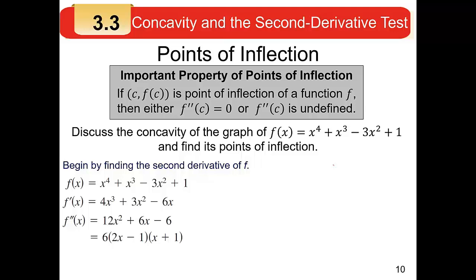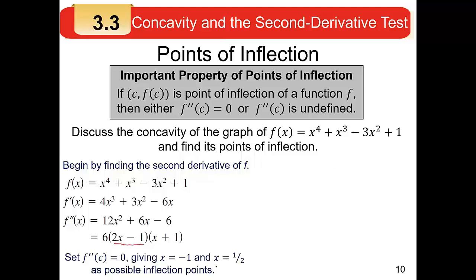So in any case, I know I'm going to end up setting that equal to 0, which is the reason I went ahead and factored that. If you set the second derivative equal to 0 now, since you've already got it factored, you can see that there are only two places that you're going to get a 0. That's when the 2x minus 1 is 0, and that gives you an answer of x equal to 1/2. And then when x plus 1 equals 0, the other one is x equal to minus 1.